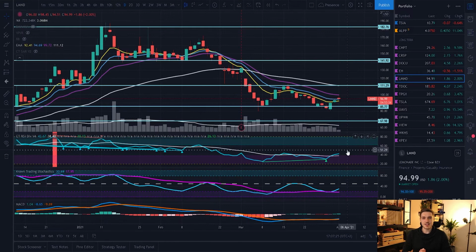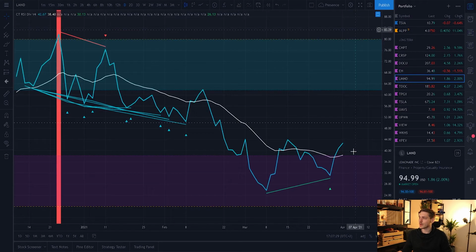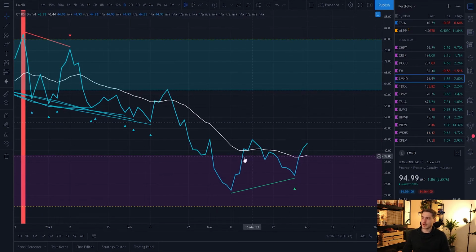The next indicator I'll talk about is the relative strength index, the RSI, which is quite powerful, one of my favorite ones for sure. I'm going to talk about two things about the RSI right here. First of all, we can see that this blue line, which is the RSI, has crossed above this white line, which is the exponential moving average on the RSI, and that usually is a good sign, especially if the white line is also seemingly going back up again, which now seems to be the case. So that is already one good indicator: the RSI, the blue line, has crossed the EMA, the white line.